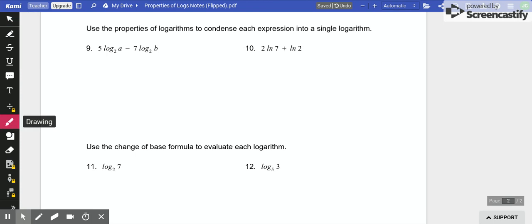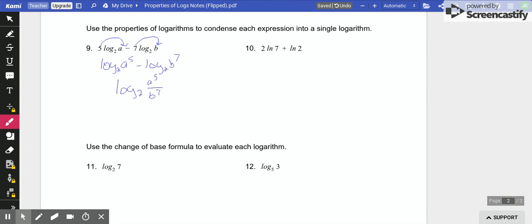All right, for number 9 and 10, we're going to go the opposite direction. We're going to condense this into a single logarithm. So we know subtraction is going to be division, but before I do that, I need to move these 5 and the 7 that are down in front, and I need to pop them back up. That has to be done first. So we get log base 2 of a to the 5th minus log base 2 of b to the 7th. Now I can combine the subtraction into division. Log base 2 of a to the 5th over b to the 7th.